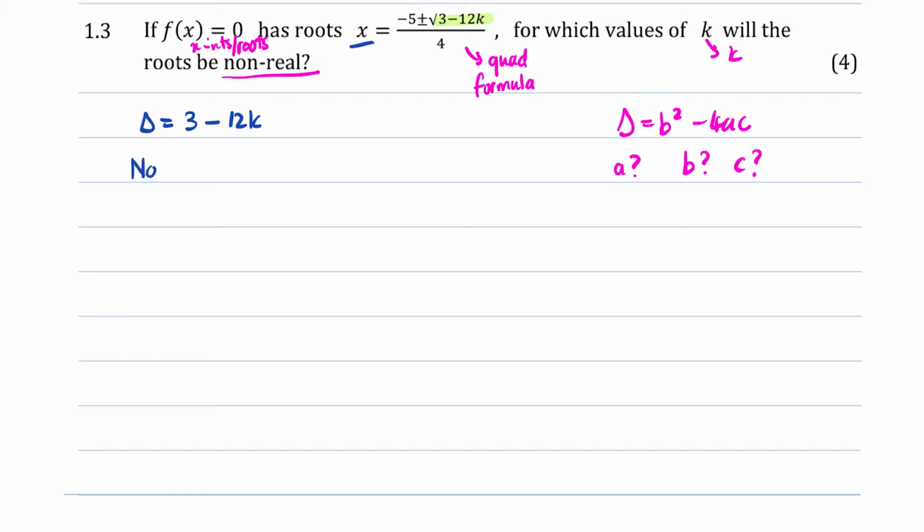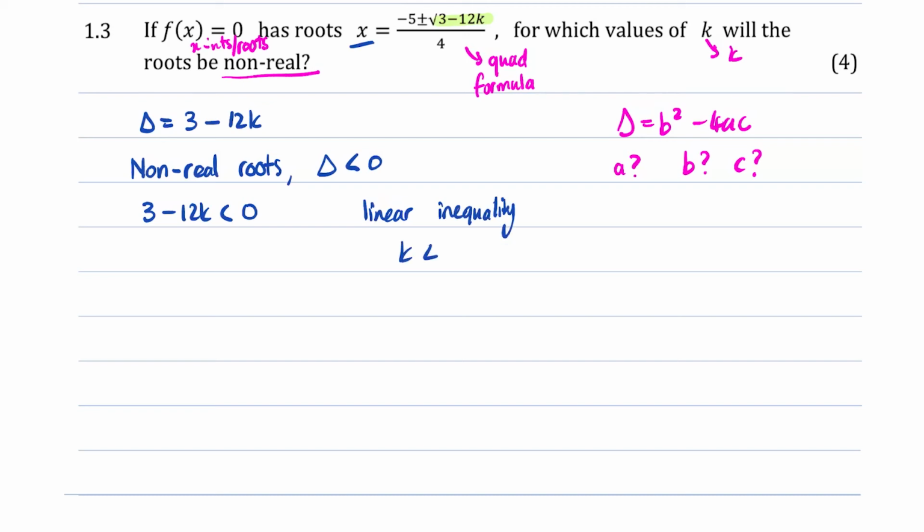Now, if we want non-real roots, we know that the part under the square root, delta, must be negative, not equal to 0, less than 0. And so therefore, we're going to take our expression 3 minus 12k, and we're going to look at what values of k would make that negative. So now we have created a linear inequality, because it's just k, not k squared. And how do we solve a linear inequality? Well, we can isolate k, just like we did in an equation. So how do we isolate k here?